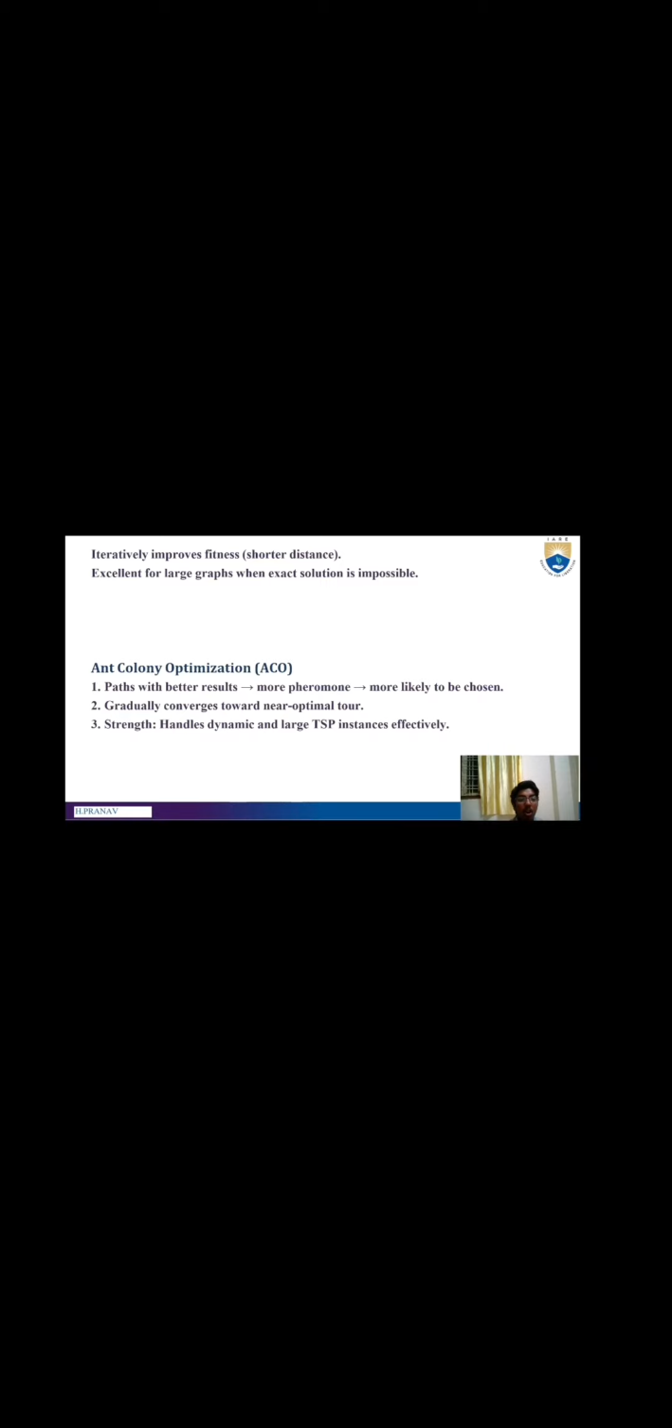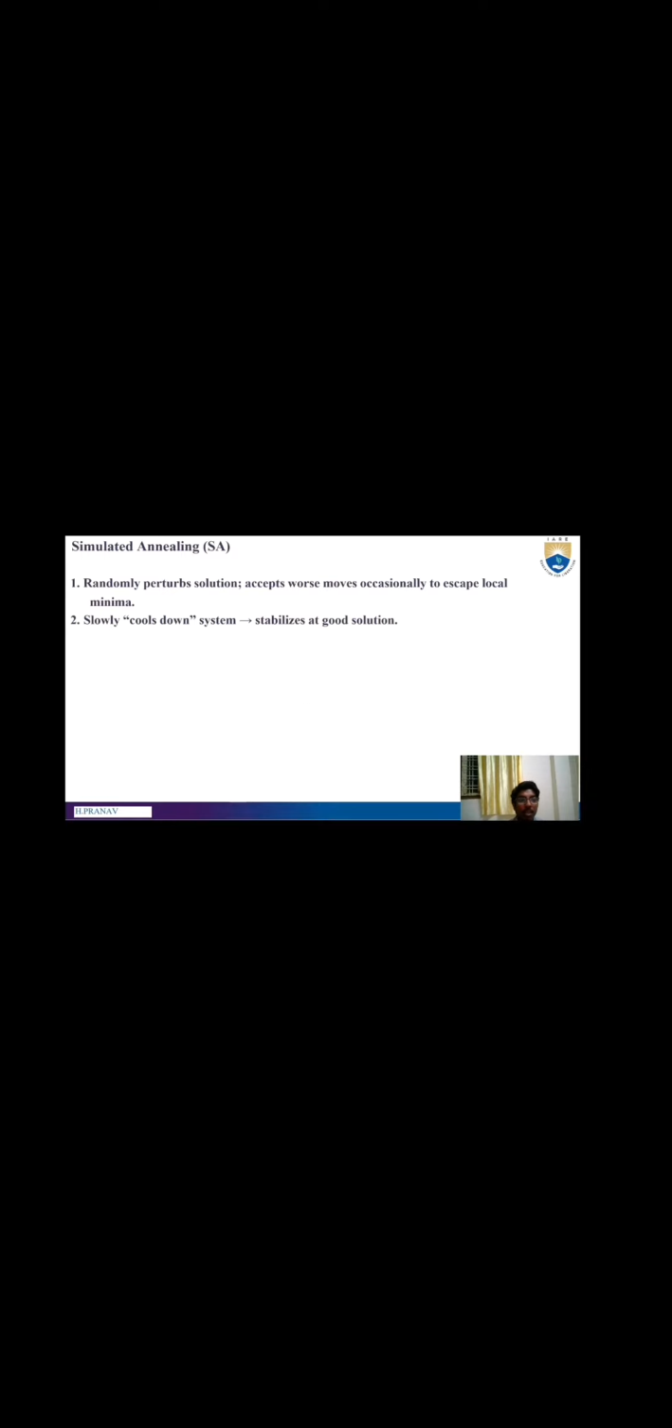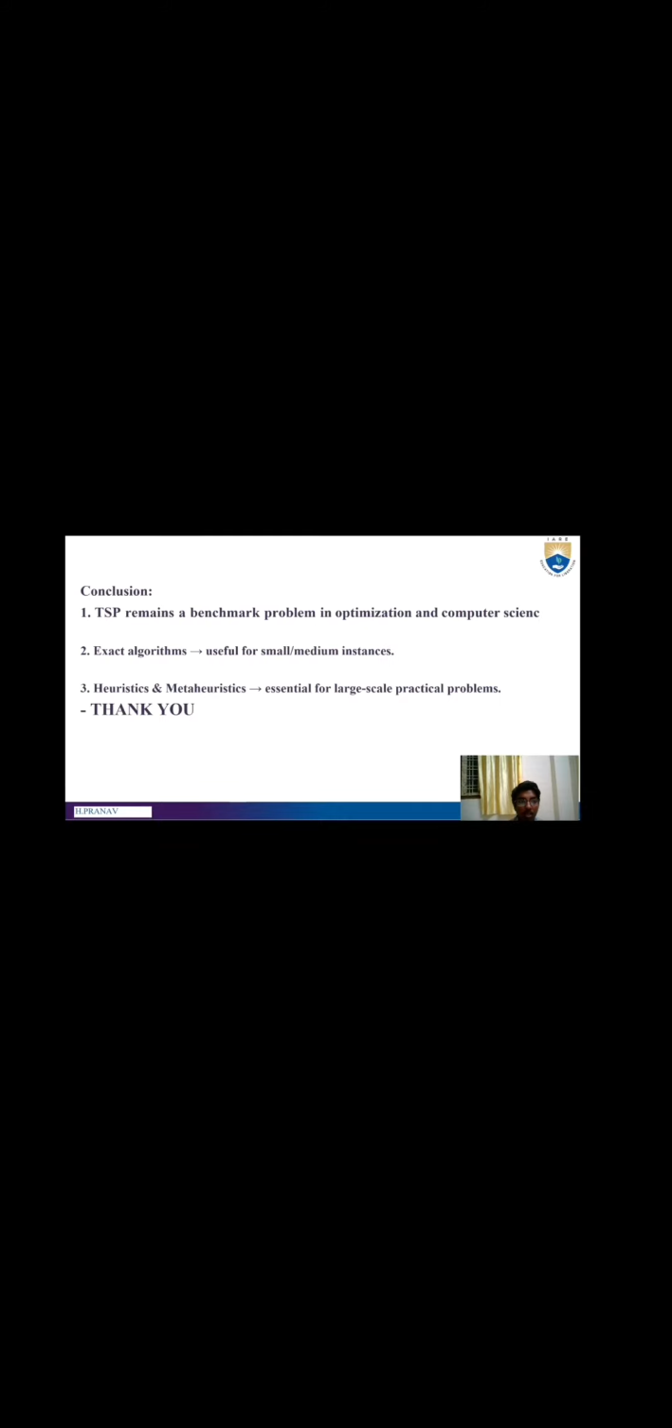Coming to ant colony optimization, ACO: paths with better results get more pheromone and are more likely to be chosen, gradually converging toward a near optimal tour. The main strength is that it handles dynamic and large TSP instances effectively. Coming to simulated annealing, SA randomly perturbs a solution and accepts worse moves occasionally to escape local minima. It slowly cools down the system and stabilizes at a good solution.